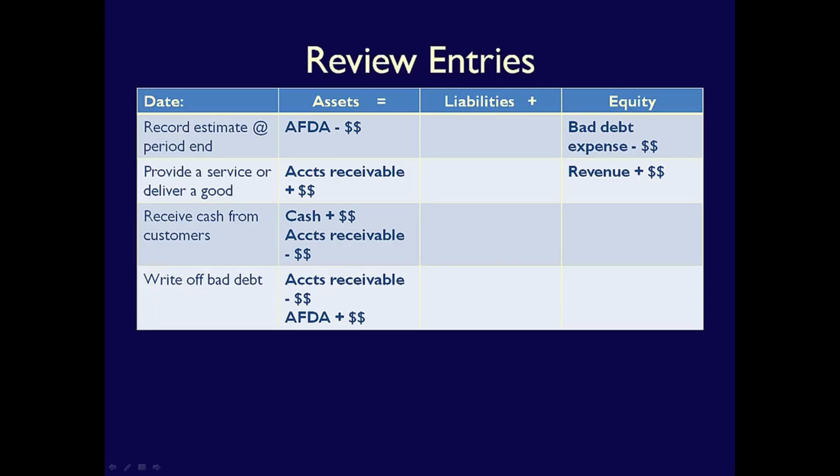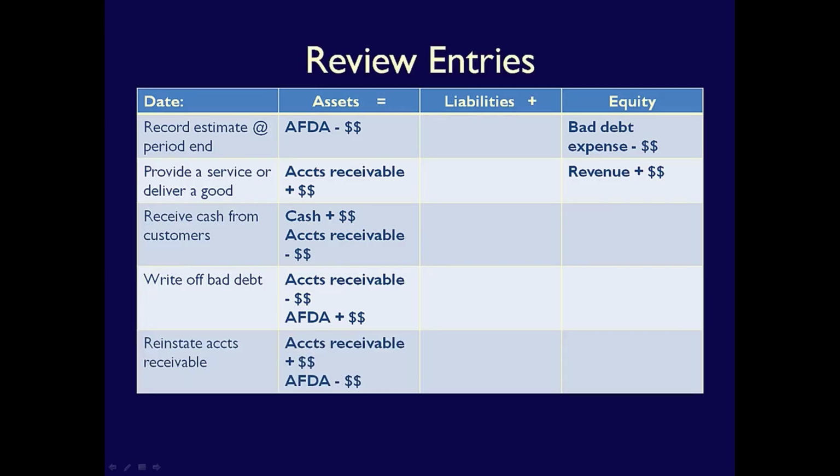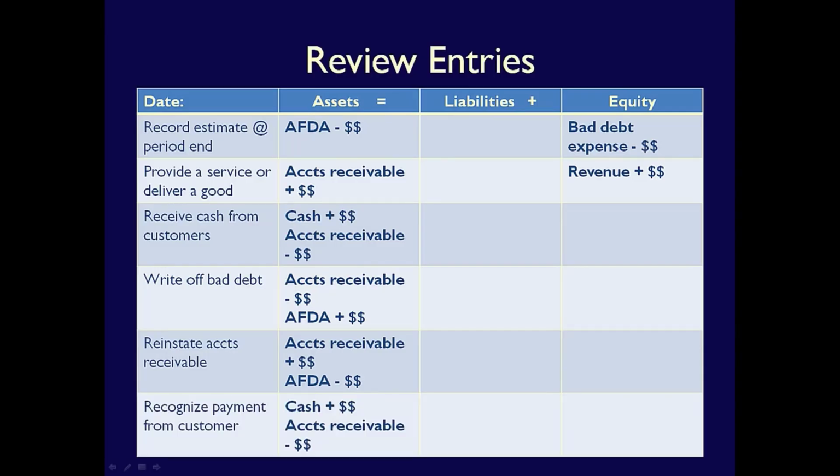To record a write-off of the bad accounts receivable, we have to decrease both accounts receivable and the allowance for doubtful accounts. We do this by putting a negative against the accounts receivable because it has no future benefit, and a positive to the allowance for doubtful accounts because the negative account is decreased by a positive number. Finally, to record the payment of an accounts receivable that was previously written off, we first reinstate the accounts receivable by increasing both accounts receivable and the allowance for doubtful accounts. And then, to recognize payment, we have to increase cash and decrease accounts receivable. Be sure you understand all of these entries and when we have to record them.